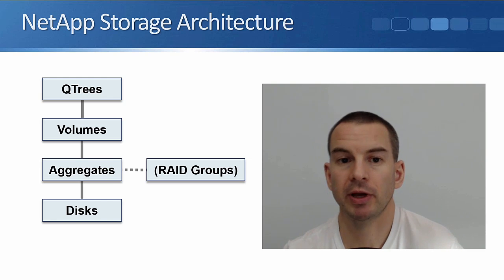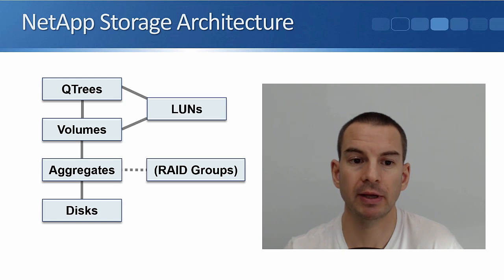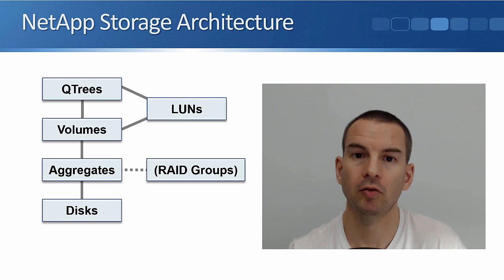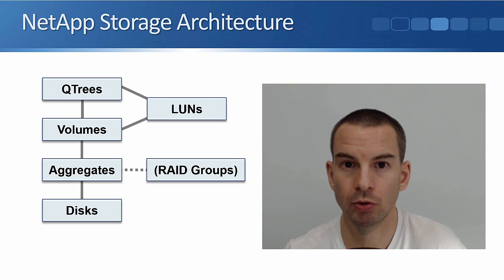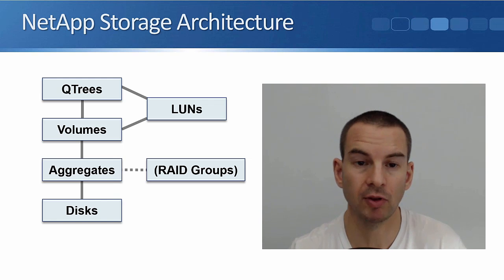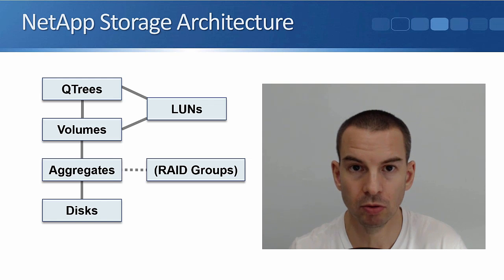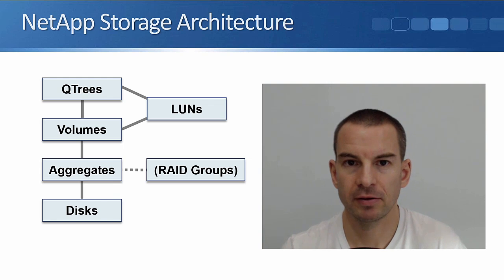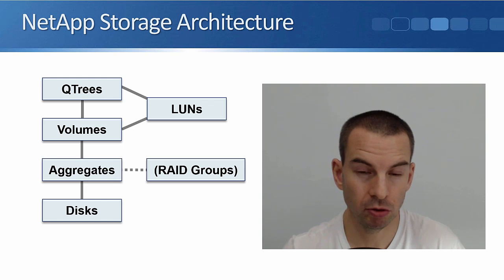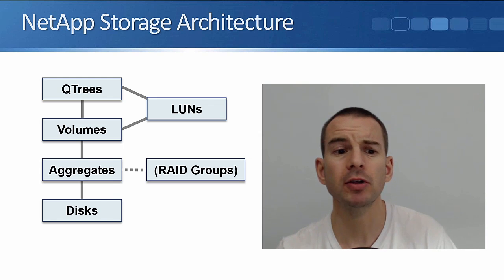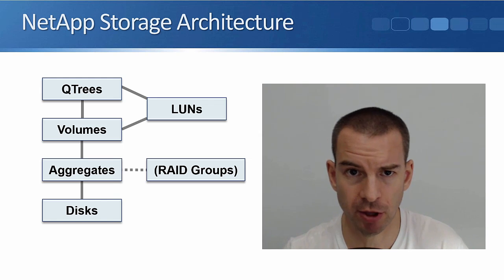The last component we have in the storage architecture is our LUNs, our logical unit numbers. A LUN is specific to SANs, and it's the storage container that they are going to use for their storage. The LUNs can either go in a Qtree or they can go into a volume. So you can see the different components build on top of each other.